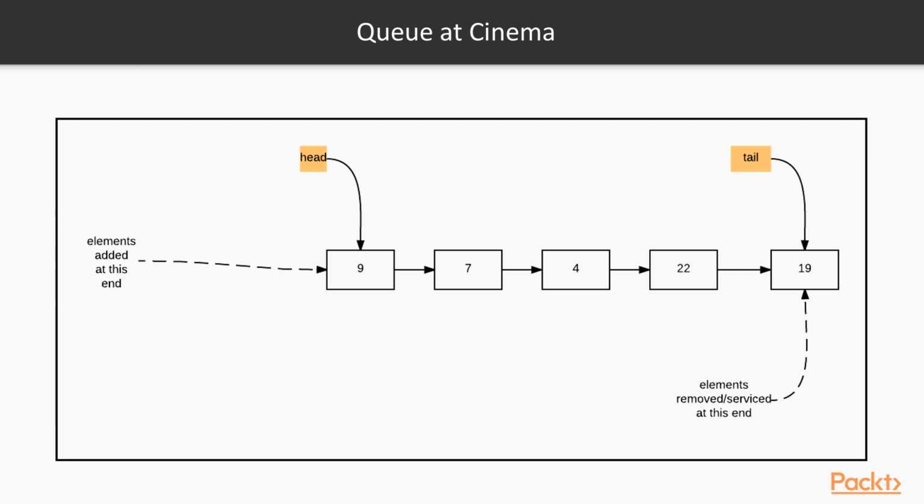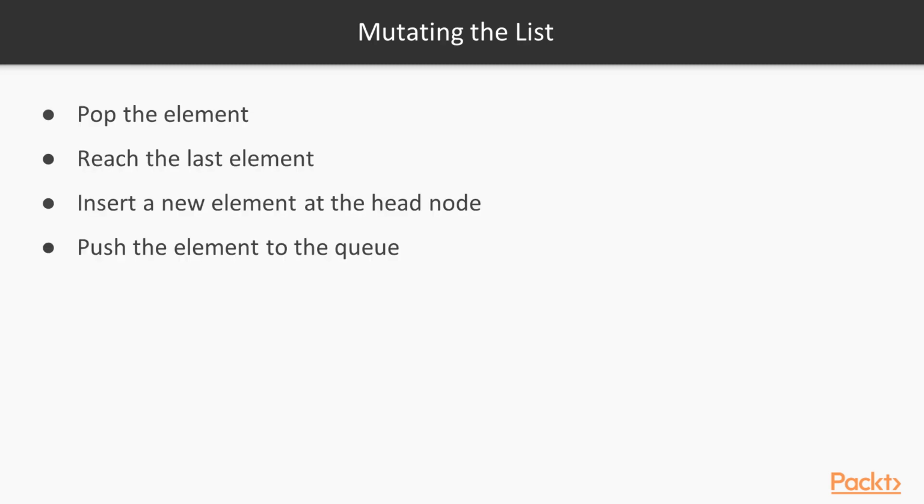In the imperative world, it's pretty easy to see how we would implement a FIFO queue. We could maintain the FIFO queue as a singly linked list with two pointers, one at the head and another at the tail. We'll remove the tail node, that is, pop the element off the queue, as we need to traverse the entire list to reach the last element. We'll insert a new element at the head node, or in other words, push the element to the queue. These would be simple list operations, mutating the list to reflect the changes.